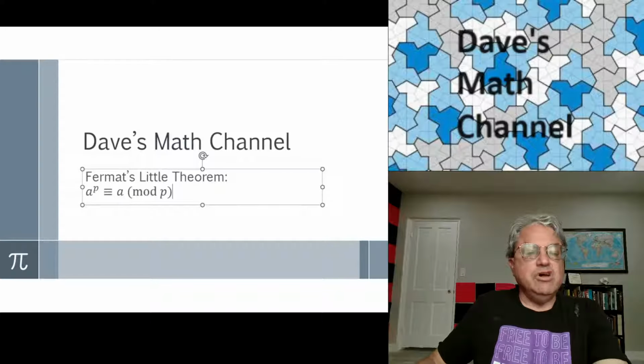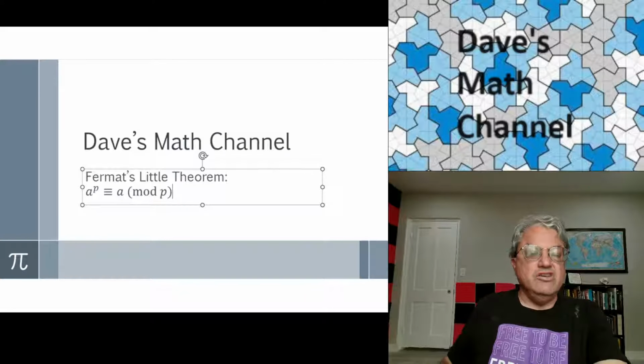Today I'm going to talk about a very important result in number theory known as Fermat's Little Theorem. This is not to be confused with Fermat's Last Theorem. I think you guys probably know Fermat's Last Theorem: x to the n plus y to the n equals z to the n has no solutions in integers where n is an integer greater than 2.